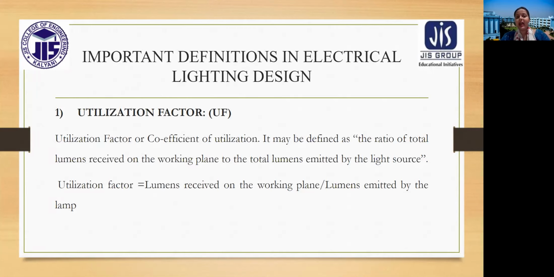So suppose we have a lamp, a source of light which is hung much higher in an area, and we need to calculate the lighting for a particular place where the light is falling. Now, it's not necessary that all the lumen emitted from the lamp falls on the working plane. So utilization factor is the factor that defines the ratio of the lumen received on the working plane to the lumen emitted by the lamp.